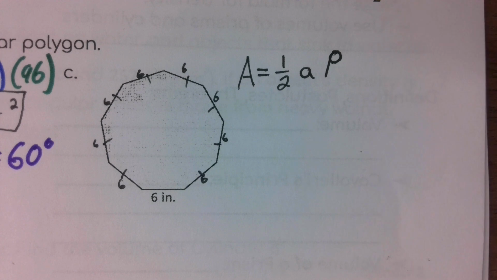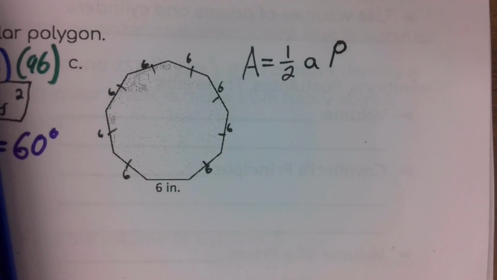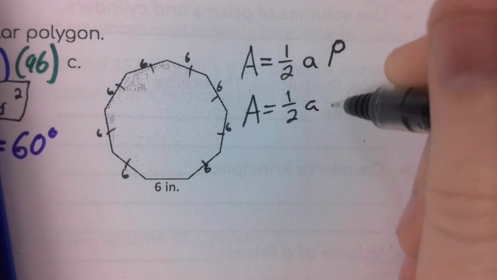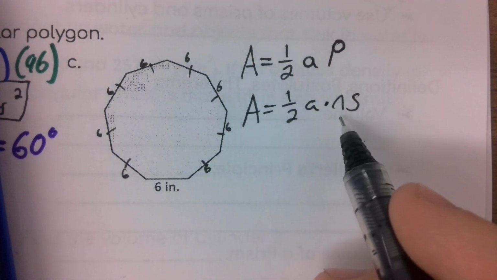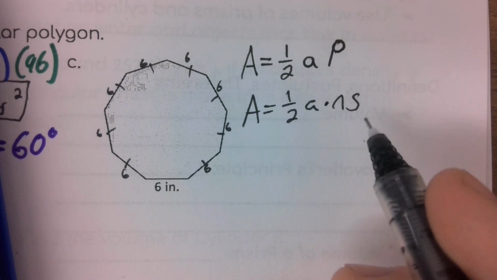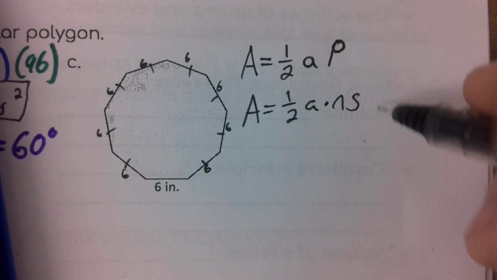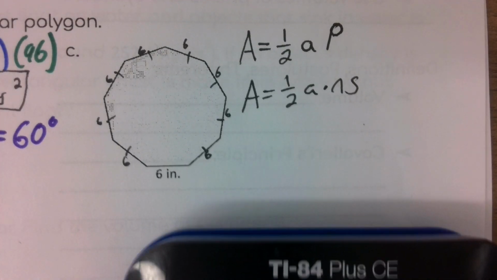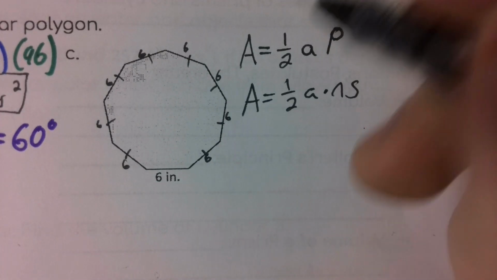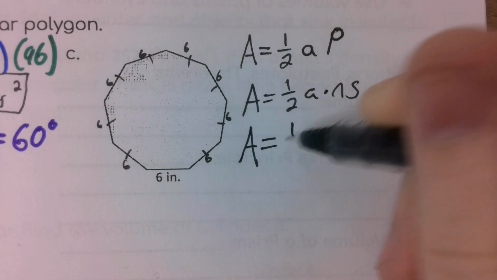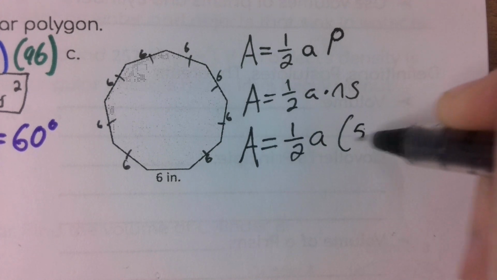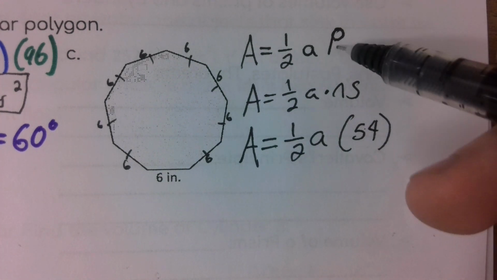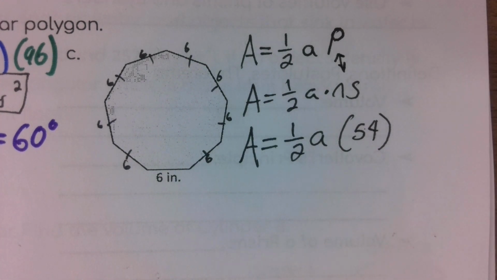Well, there's 9 sides here, actually. So that's where the formula A equals 1/2 a times ns could come in handy. We know the number of sides is 9. We know that the side length is 6. We could just multiply these two together. N times s is 9 times 6, which, as we know, is going to be 54. So our area is 1/2 A times 54. That's our perimeter. That's why these two are the exact same thing. You can use whichever one is more convenient for you.